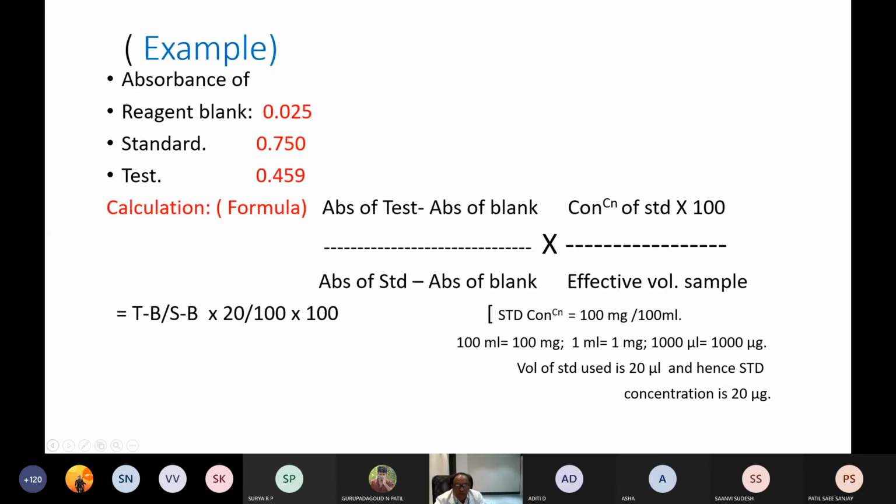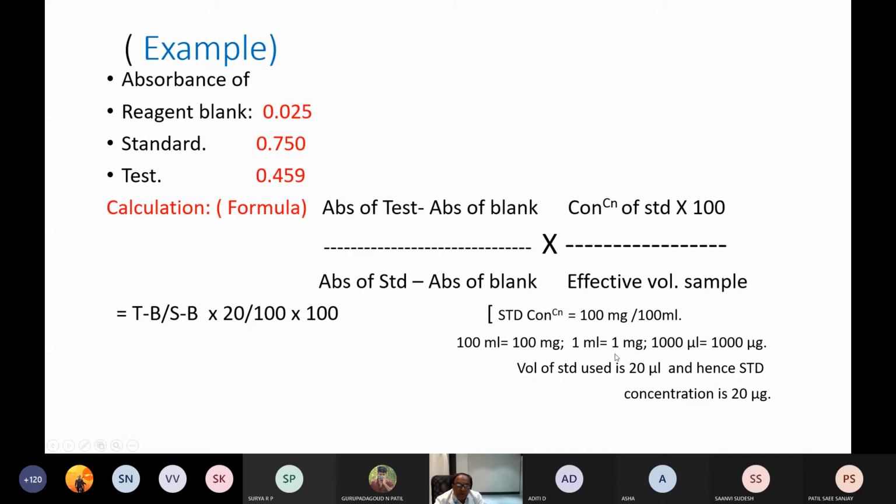Now you can see here, I have shown the standard concentration is 100 milligram per 100 ml. We have used only 20 microliter. So what is the concentration of the standard in that 20 microliter? That should be calculated. So I have shown here 100 ml is equal to 100 milligram. Then it comes as the same concentration: 1 ml is equal to 1 milligram. It means when you convert it into microgram and microliter, 1000 microliter is equivalent to 1000 microgram.